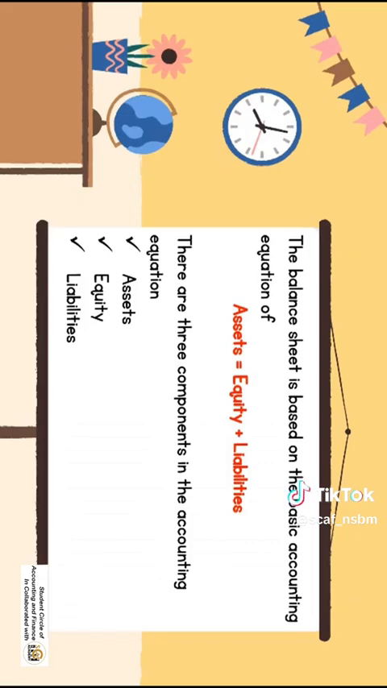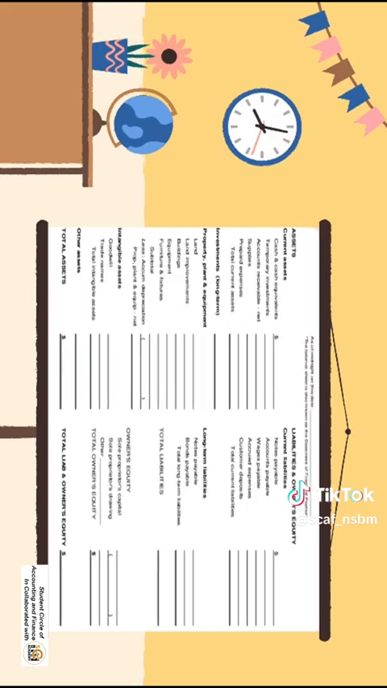The balance sheet is based on the accounting equation: assets equal equity plus liabilities. There are three components in the accounting equation. There are assets, equity and liabilities. This is the structure of balance sheet.